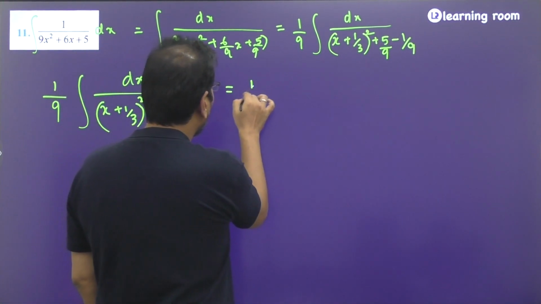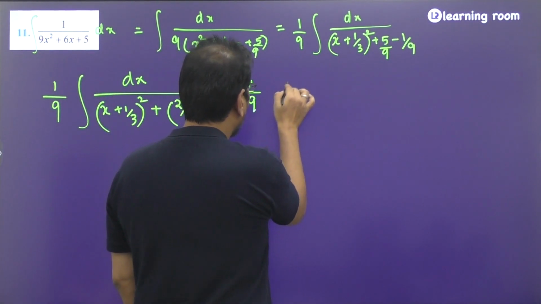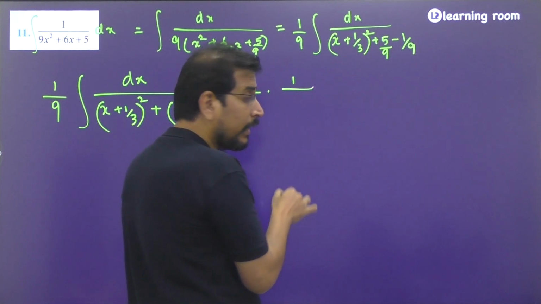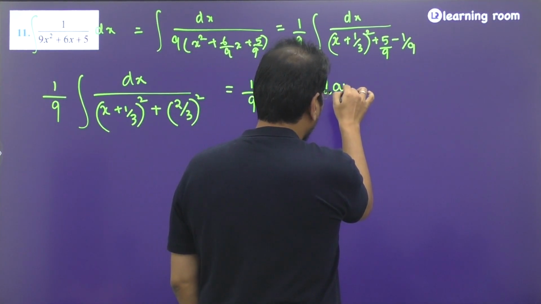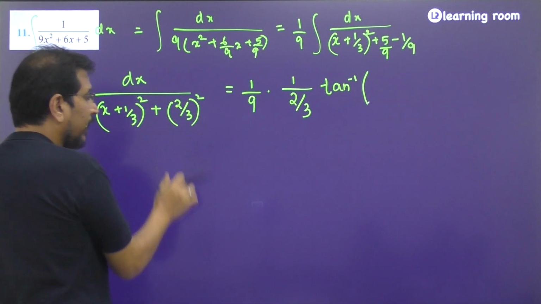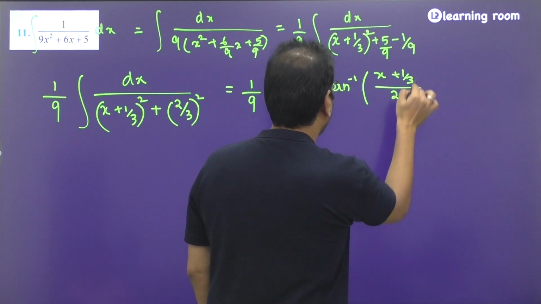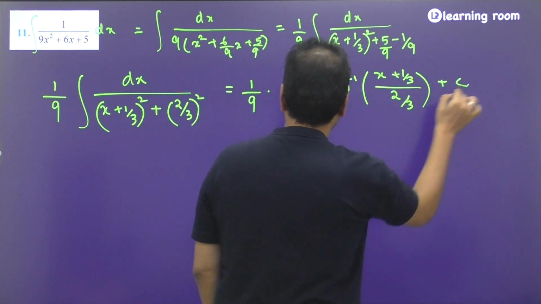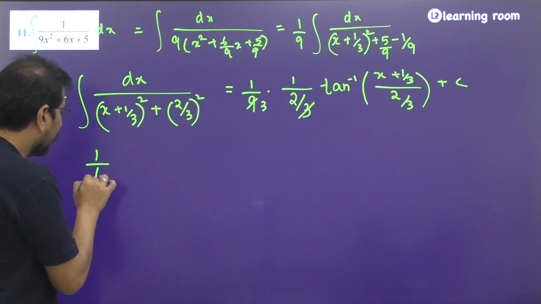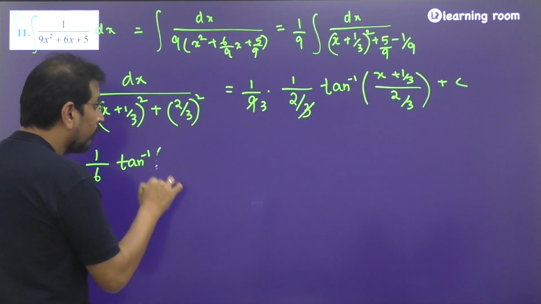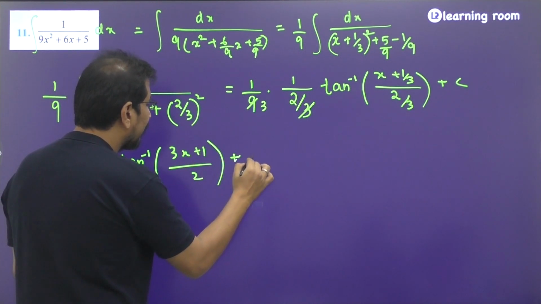So this will be equal to 1 by 9 into 1 by x square plus a square is 1 by a. So 1 by a is how much? 1 by a is 2 by 3 tan inverse of x by a. So it is going to be x plus 1 by 3 divided by 2 by 3 plus c. This 3 will cancel this 9 3 times. So what are you going to get? You will get 1 by 6 times tan inverse of 3x plus 1 by 2 plus c.